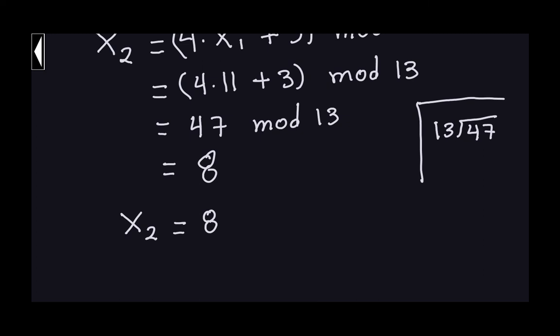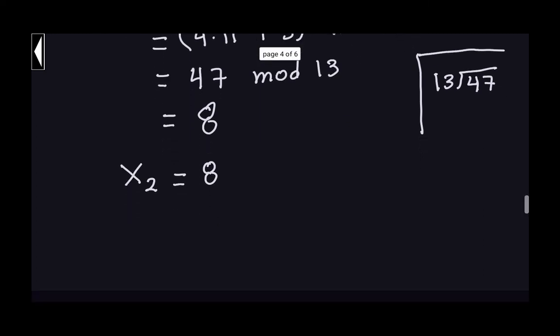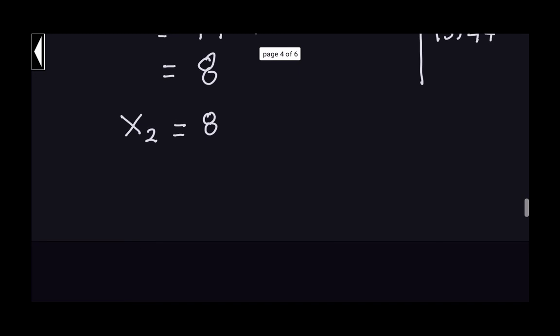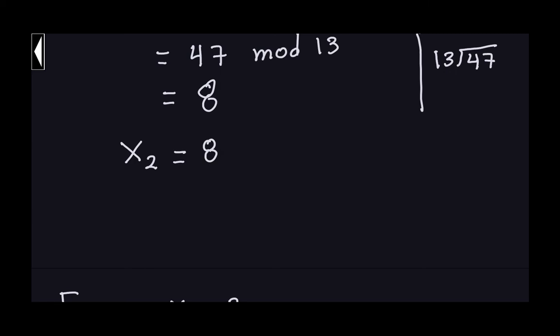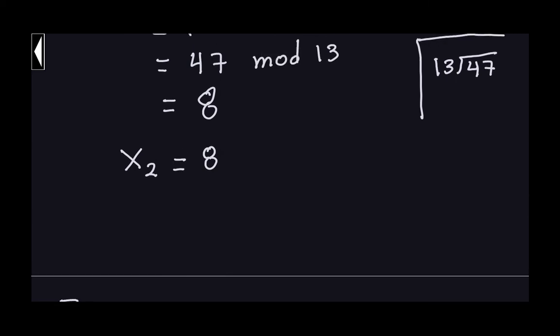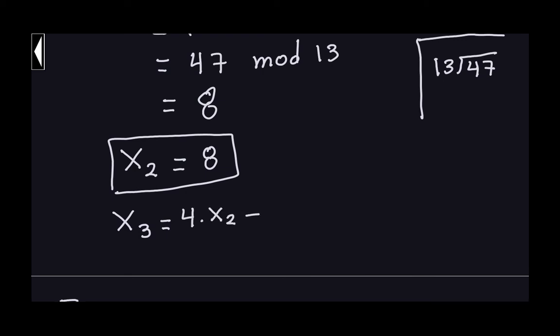Okay, I'm going to do one more, just to emphasize how the method works. Once I have x2, let me put this in a box. So what's going to be my x3? My x3, the next number, will be equal to 4 times my previous number, which is x2, plus 3, and I take that mod 13.